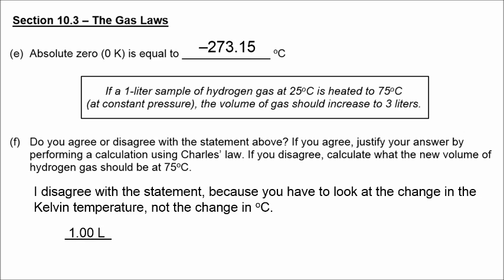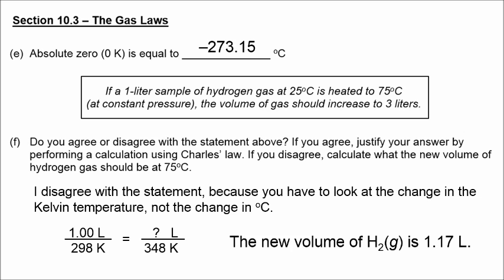So yes, the volume does increase, but when you do the math, it's going to be by a factor of 348 Kelvin divided by 298 Kelvin, and we get that the new volume of hydrogen is 1.17 liters. So always convert temperature from Celsius to Kelvin when doing gas law calculations, and you just add 273 to the Celsius temperature.